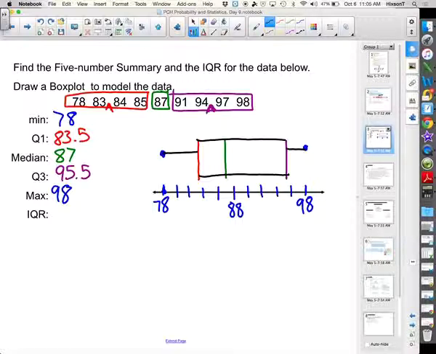Now, what's our IQR? 13 or 12? Okay, it's going to be 12. 95.5 minus 83.5, so that's 12. That is this distance right here, right? IQR equals 12.